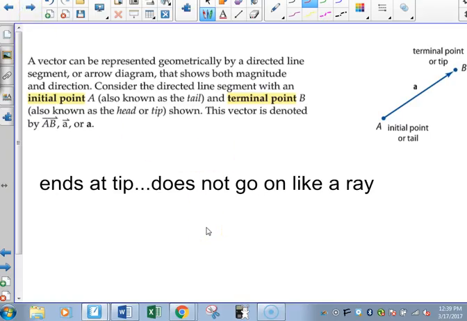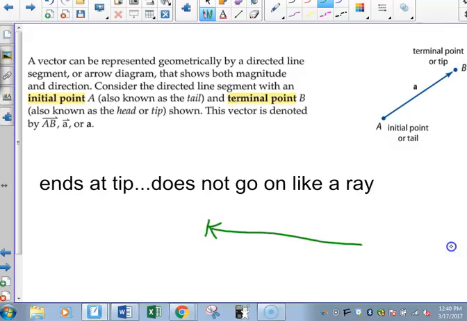All right. This is some vocabulary that you need to understand about vectors. A vector can be represented geometrically by a directed line segment. All right? It looks like a ray when we draw it. The difference is a ray is said to continue on. If this is called a vector, and sometimes they'll draw a little line at the end to show that it's a vector, it means it ends at the tip of the arrow. Okay? It has an initial point, also known as the tail, and a terminal point, also known as the tip or head.